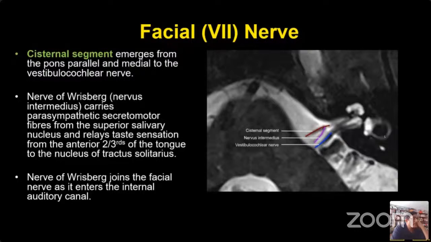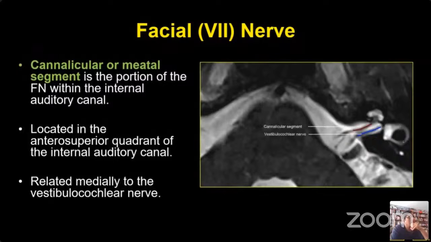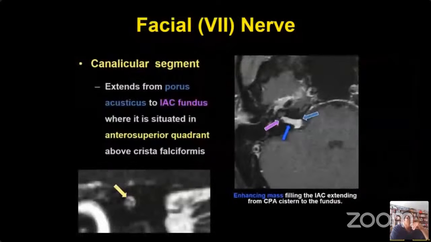And then from the cisternal portion, it will lead you to the canalicular portion. So this is the canalicular portion of the seventh cranial nerve, which is anterior to the vestibulocochlear nerve. And then let's look at some pathology of the canalicular segment.